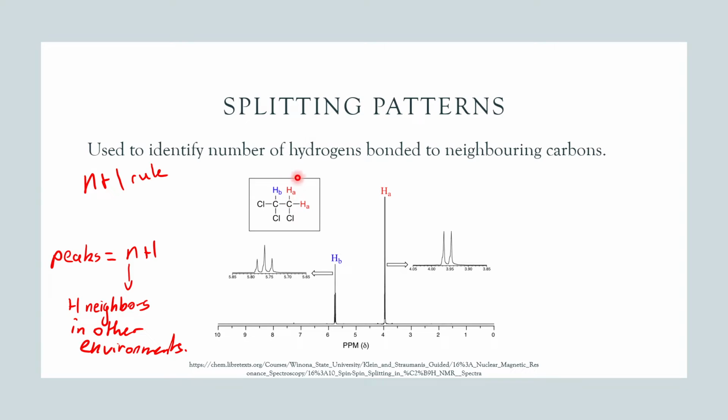So if I look at my neighbors over here, there are 2 hydrogens in a neighboring environment. So 2 + 1 leads to 3, gives us our splitting pattern here with 3 peaks. We also call it a triplet.